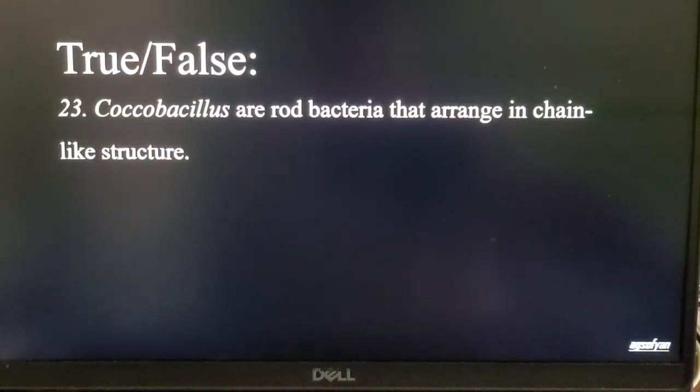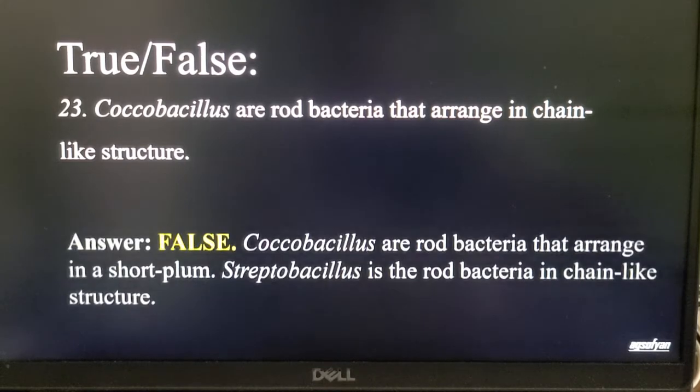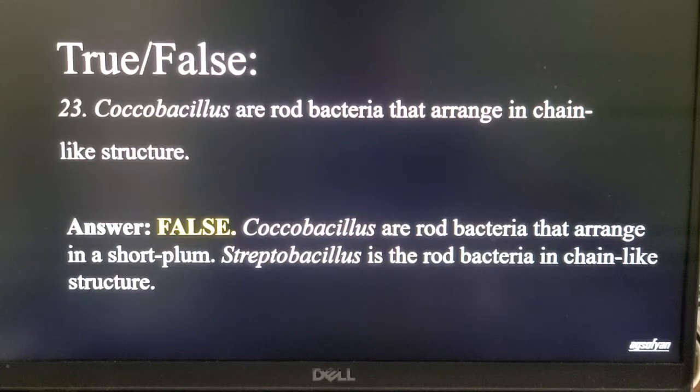Okay, number 23, Coccobacillus are rod bacteria that arrange in chain-like structure. The answer is false. Remember, you have to read about shape and arrangement of bacteria. Remember there are three main shapes of bacterial cell. Round is called coccus, rod is bacillus, and spiral is spirillum. That's the shape, three shapes.